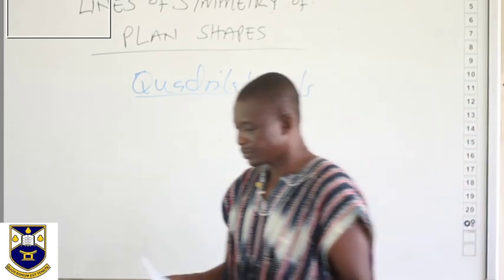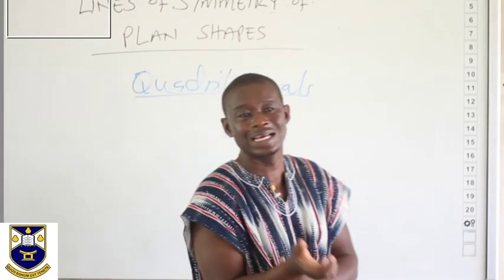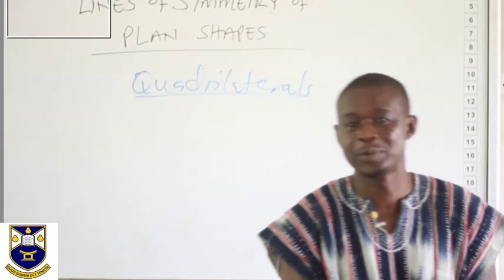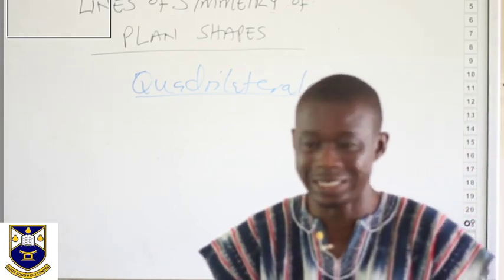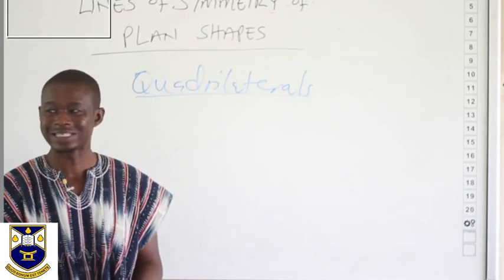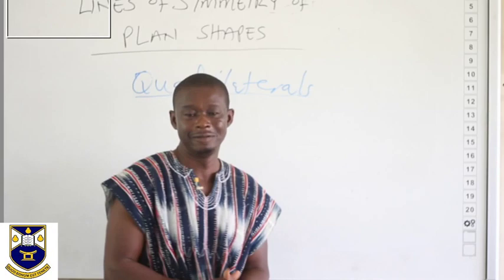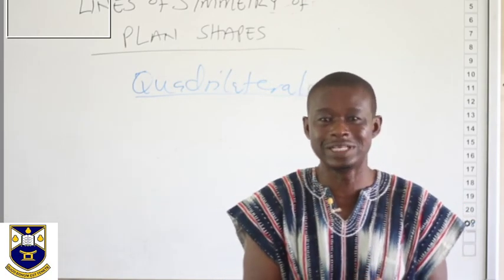Good. We have other forms of quadrilaterals. We have kite, we have parallelogram, we have rhombus, and others. They are all there. I hope we will study them in due course. Now, we also have a circle as a plane figure. So today we are going to look at line of symmetries of these shapes.